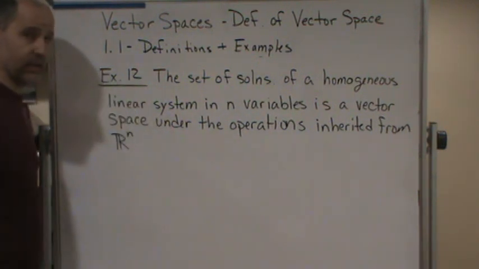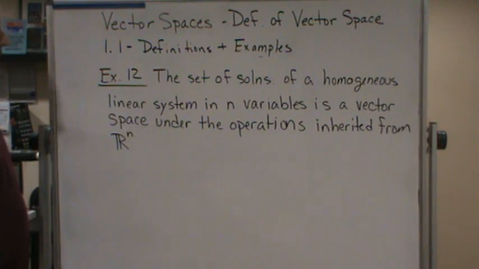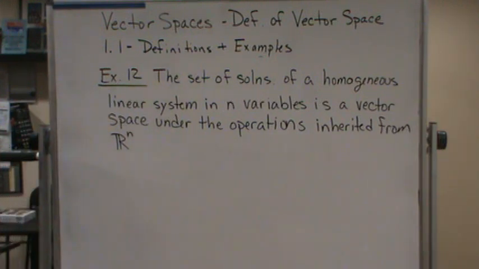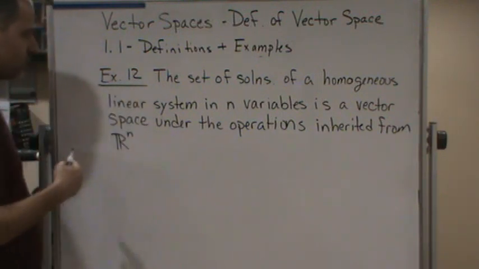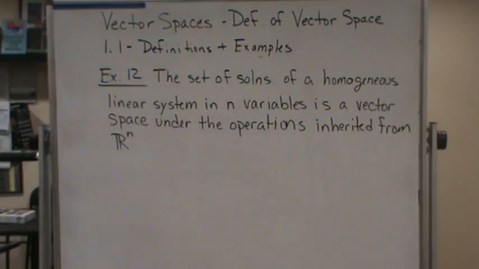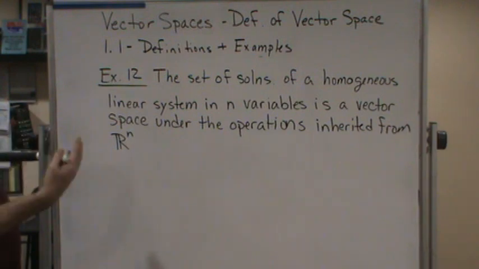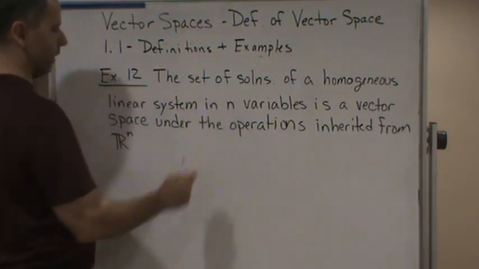Okay, so let's look at this example here. It says we're going to look at the set of all solutions of the homogeneous linear system in n variables is a vector space under the operations inherited from Rn. Okay, so we're talking about vectors that are solutions to the homogeneous linear system in n variables.